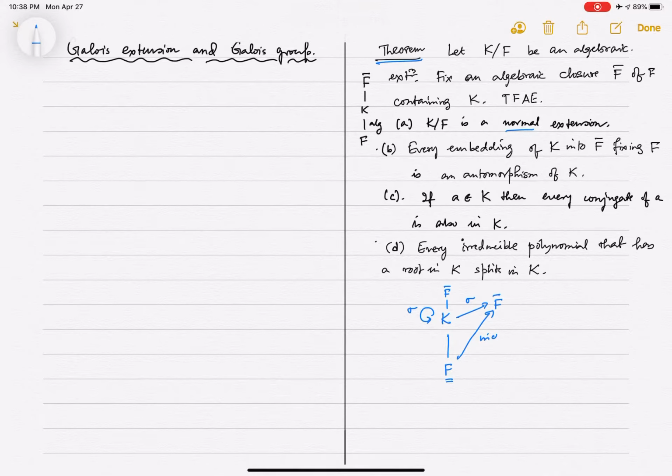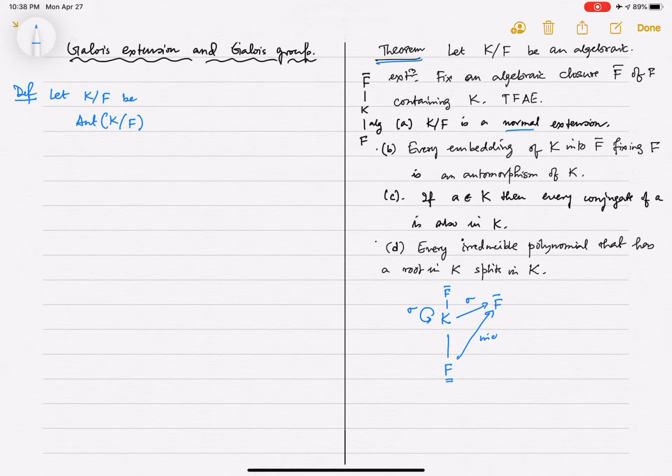And these embeddings we saw already are rather interesting. So that focuses attention on this group, the automorphisms of K fixing F. And this would lead to the Galois group and the Galois extensions. And these are sort of the nicest kind of extensions where you have the most beautiful theorems. So that's where we are going. So here's the definition.